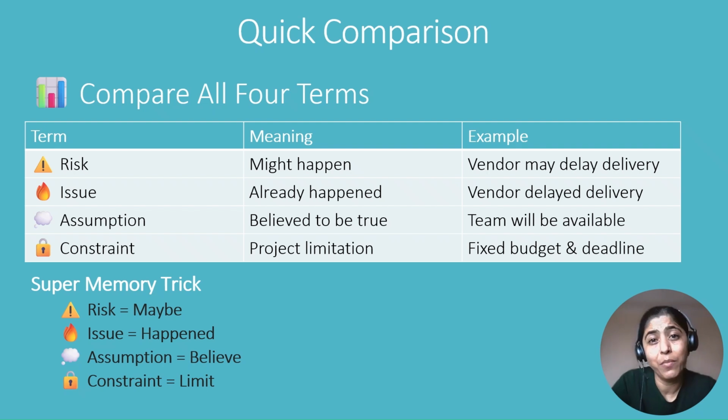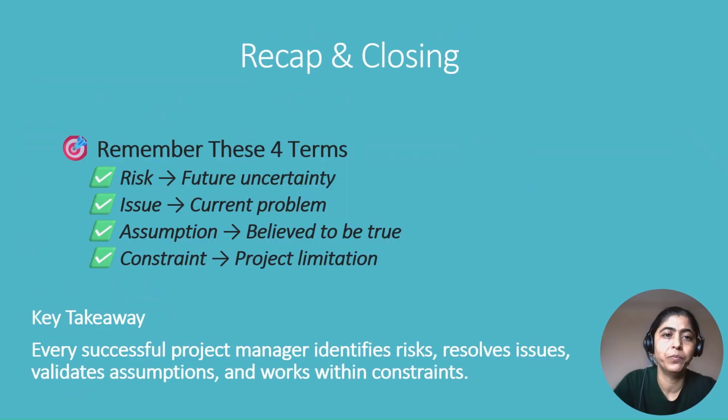And here is the memory trick. Risk is maybe, issue is happened, assumption is believe, and constraint is limit. Whenever you're unsure, ask yourself these four questions, and you will almost always classify the situation correctly.